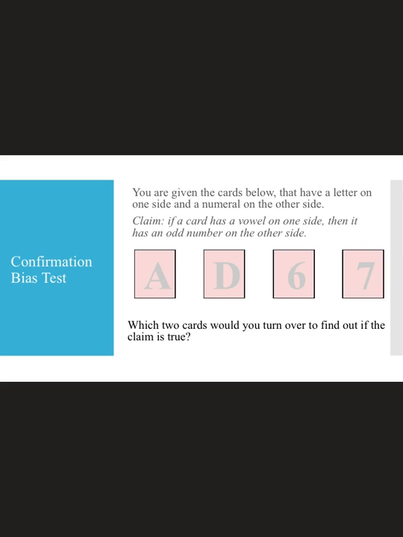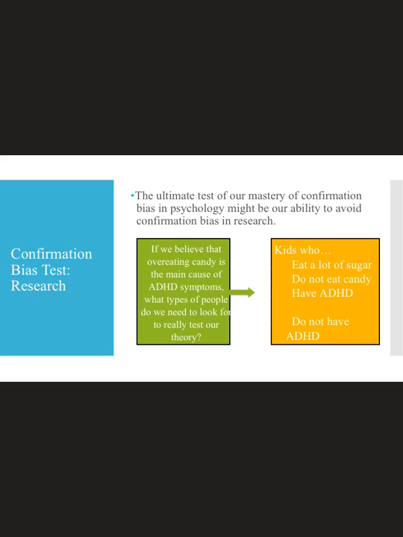And again, this is that confirmation bias test that helps us overcome confirmation bias within research studies. Good science is about challenging our theories to see if they hold up. To do this, we need to find cases of disconfirming evidence. To explain that further, the ultimate test of our mastery of confirmation bias in psychology might be our ability to avoid that confirmation bias in research. This is a particular example.